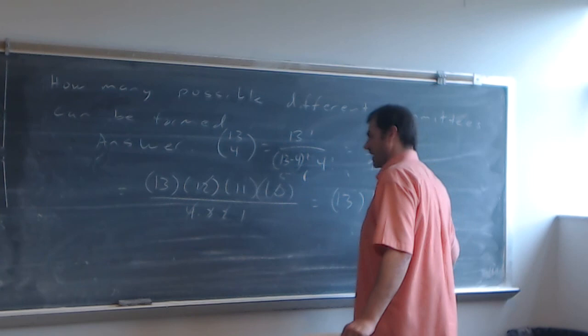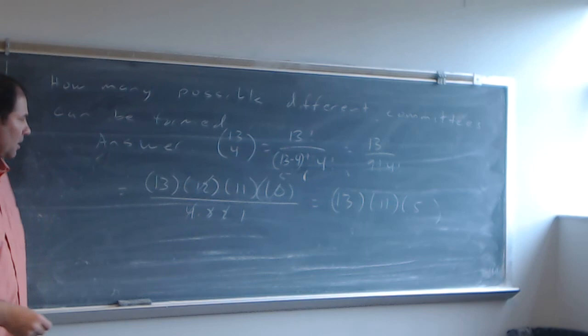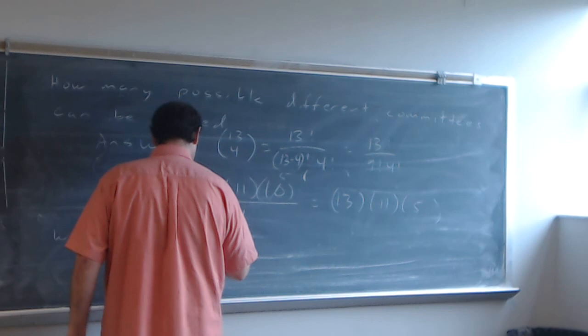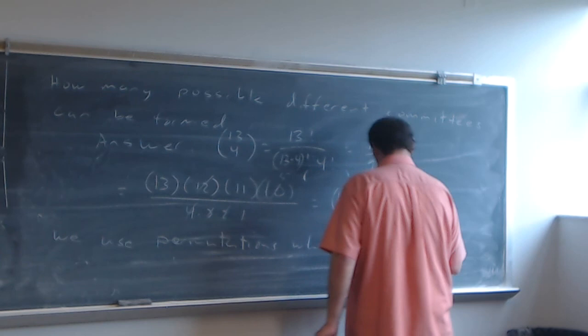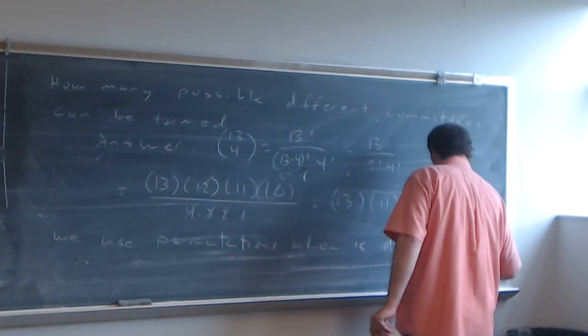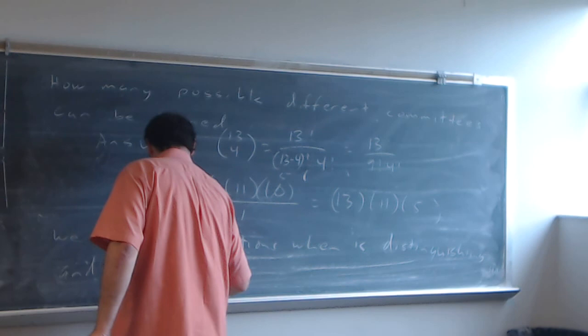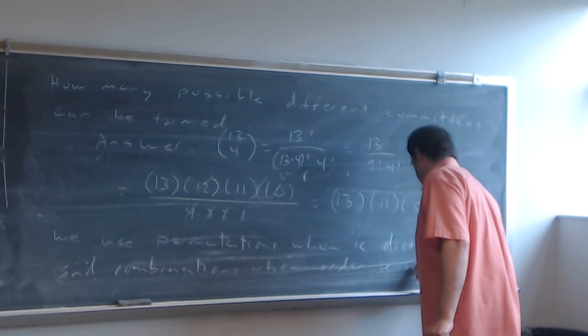Lastly, we'll end with this. So this is a comment. We use permutations when order is important, is distinguishing, and combinations when order is not distinguishing.